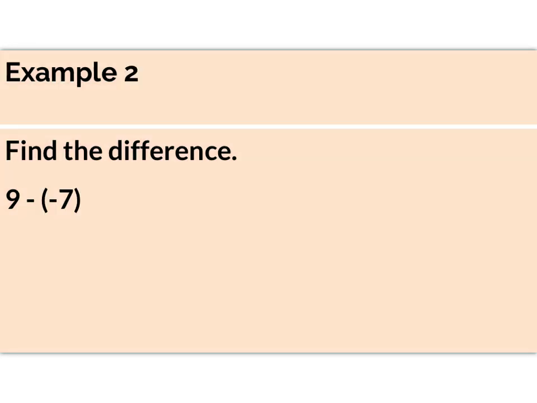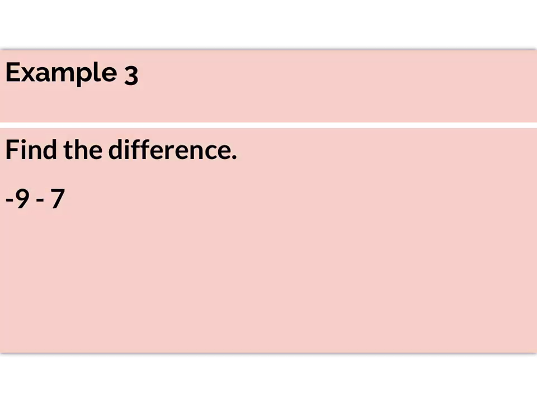Okay, so example 2. Here we have a situation where you have two negatives in a row. Now, two negatives become a positive. The 9 doesn't have a sign in front of it, so put a positive in front of that 9. And on the next side, positive 9 plus 7, same signs add, so it gives us 16.